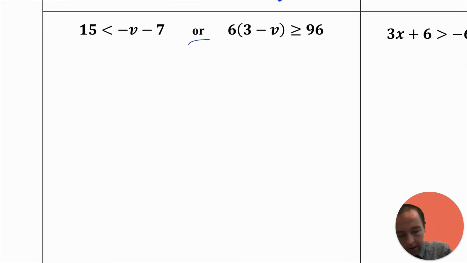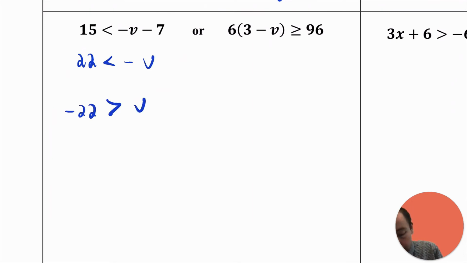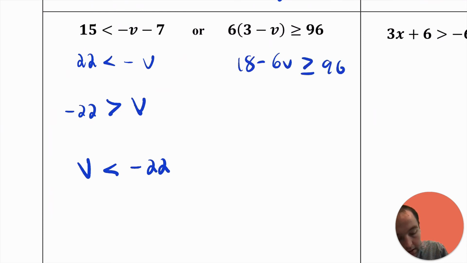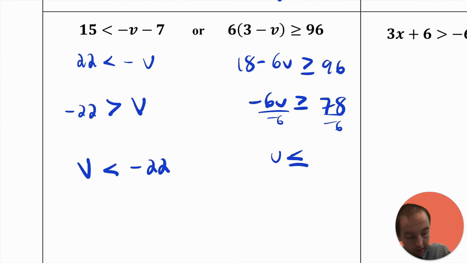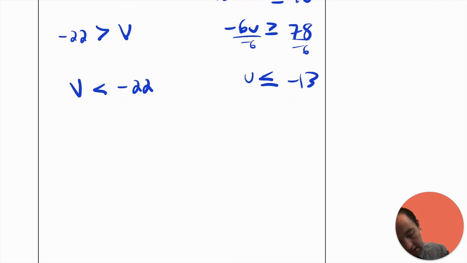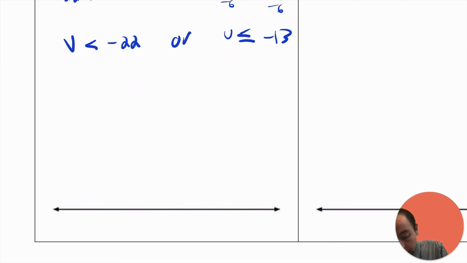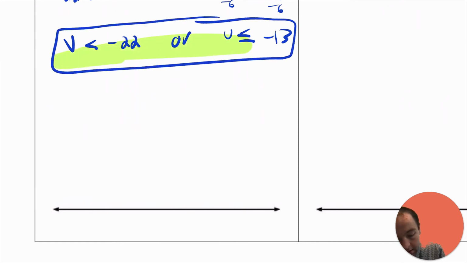Cool. All right, with this one, quickly solving, add 7, we get this, and then we have to divide by a negative, so the inequality symbol is going to change directions. Then I'm just going to get the v variable to the other side, so it's going to be v is less than negative 22. And then with the other one, we're going to get 18 minus 6v once we distribute. We're going to subtract the 18, which is going to give you 78, and then divide by the negative 6, so the inequality symbol is going to flip because you divided by a negative, and you get negative 13. Okay, so join those together with the word or, so we get that solution right there.